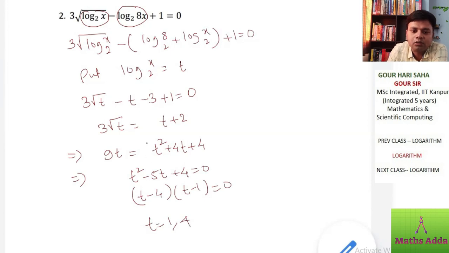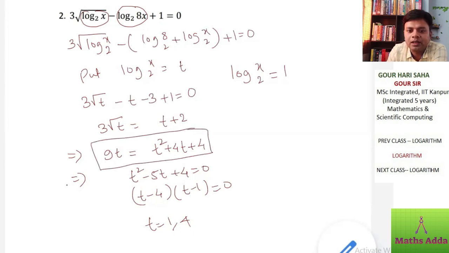Now t is equal to 1. What is t? Log of x base 2. So log of x base 2 is equal to 1. You remember one thing, I have squared here, right? If you remember my last class, I told you if you square an equation, there is a chance that there will be entry of some extra roots. So whatever answer we get, we will check whether it is acceptable or not.